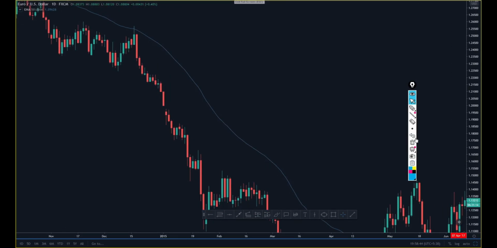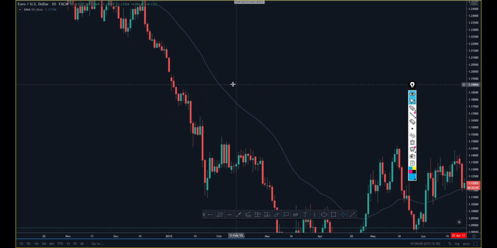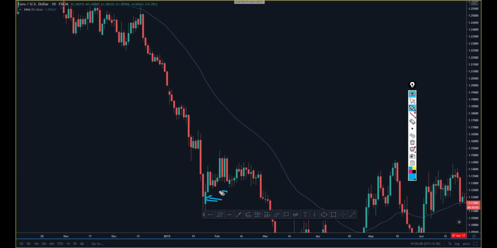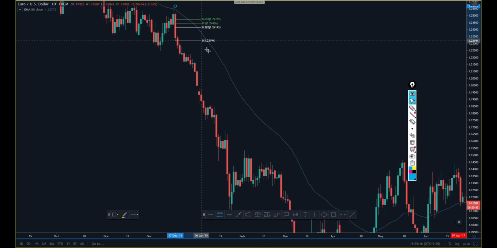Now I will show you some invalid pullbacks. You can see this pullback was invalid as it does not follow our first rule. After that you can see that the next pullback follows our first rule, but it does not follow our second rule.